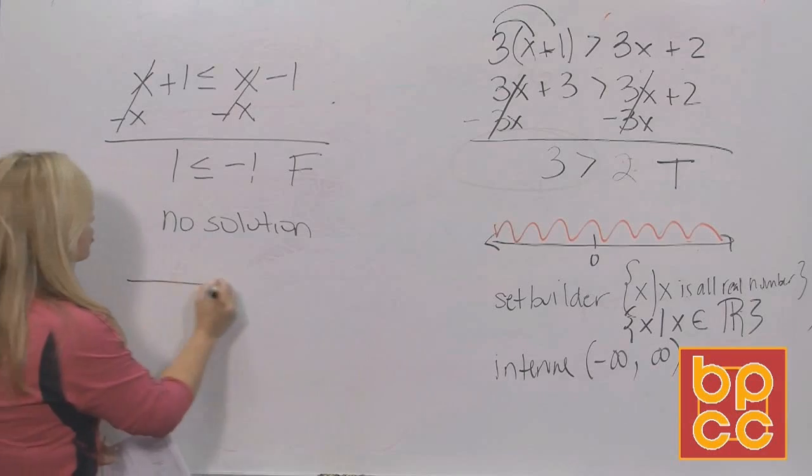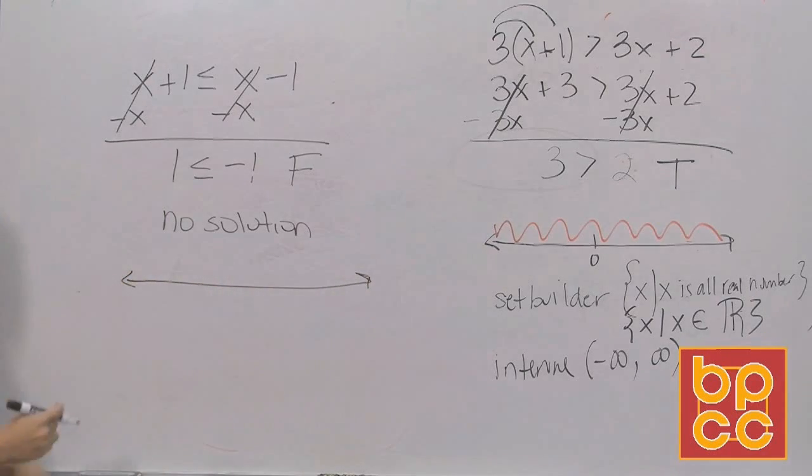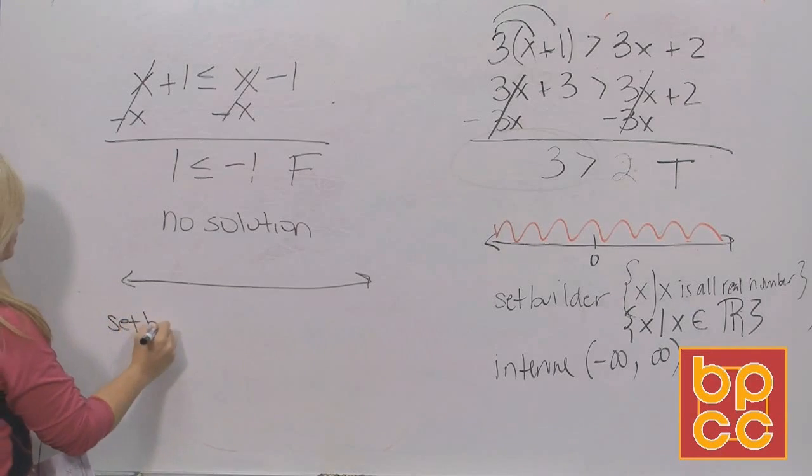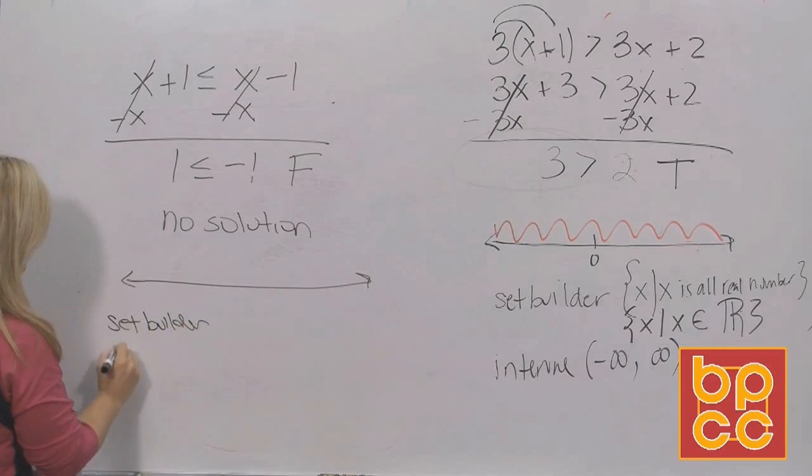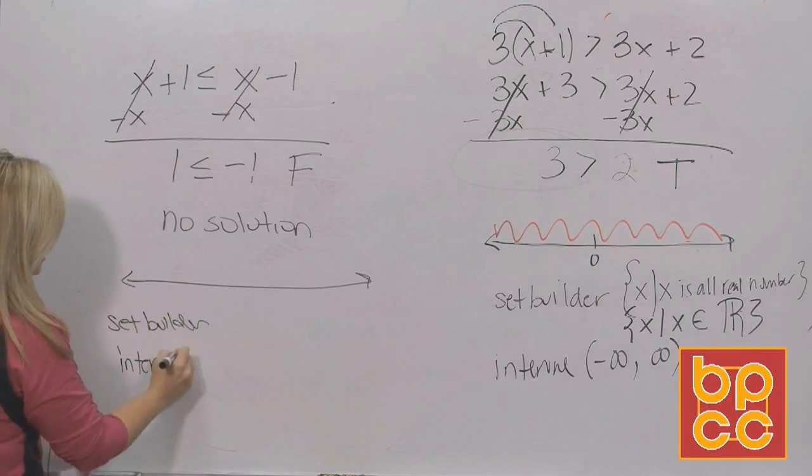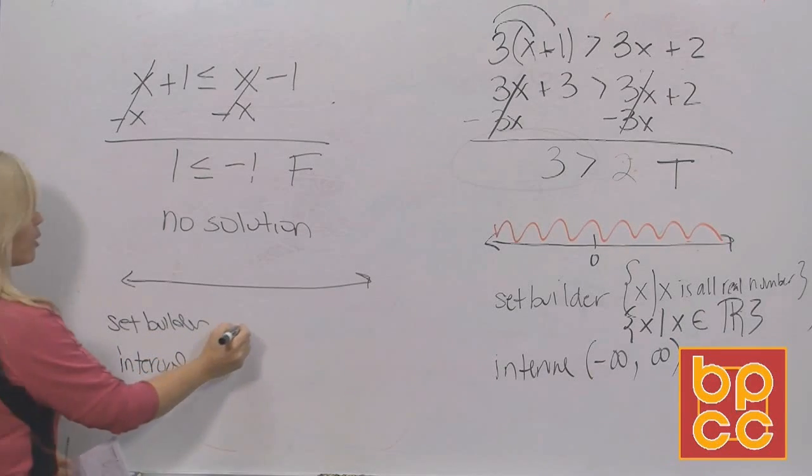Now, how do you draw a picture of that? Well, there's your picture, guys. You draw a number line and you leave it blank. You don't color anything in. And if they ask you to write this answer in set builder or interval, the great way is this. There's only one way to write no solution. It's the 0 with the slash.